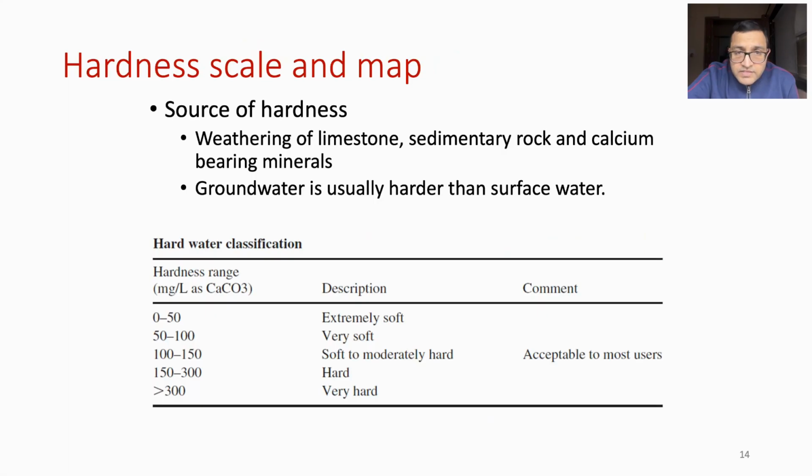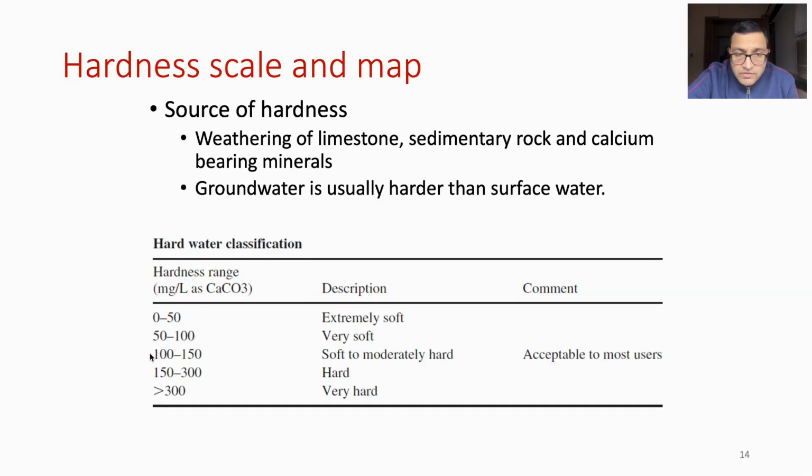And then the source of hardness is also rocks and minerals and soils. And for that reason, groundwater is usually harder than surface water because it has more contact time with calcium and magnesium bearing minerals.